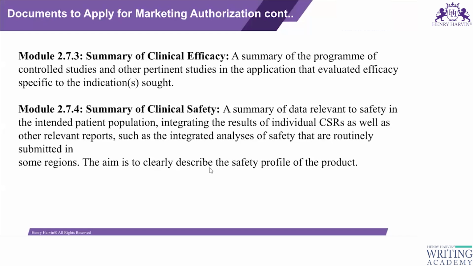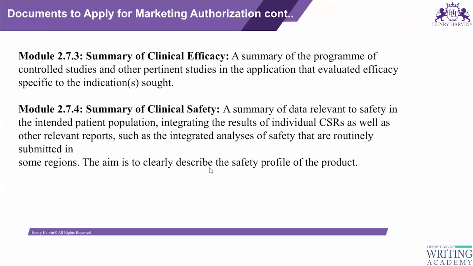And in this you can use the result of the individual CSRs as well as from the other relevant reports. Other relevant reports means the aggregate reports which are submitted and which contain the information relevant to the drug safety, in which we submit the risk and benefit profile of the drug by which the risk and benefit assessment can be done. So those are the aggregate reports like PSUR, DSUR, PADER, which are submitted in various countries in some regions annually.